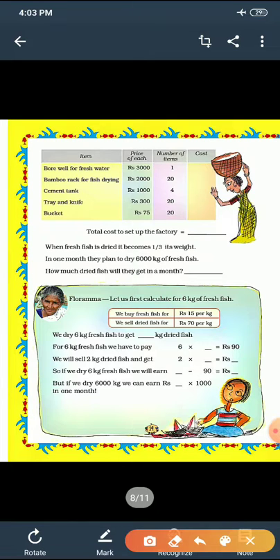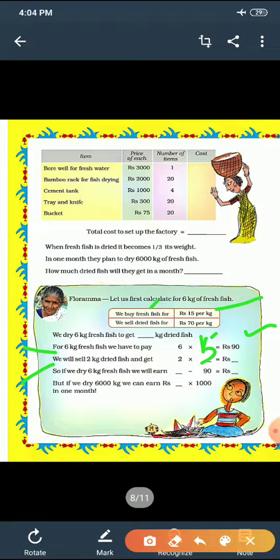Second is for 6 kg fresh fish we have to pay dash. Now cost of fresh fish is how much? Fresh fish is 15. So 6 multiplied by 15 is 90. Because cost of fresh fish is 15, so we will multiply 6 by 15, we will get the answer 90. We will sell 2 kg dry fish and get.